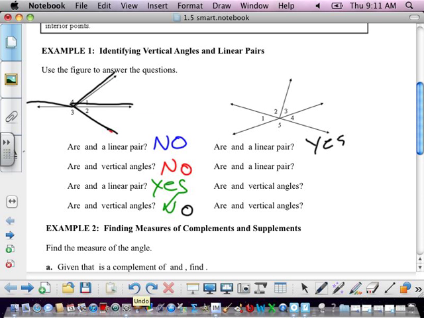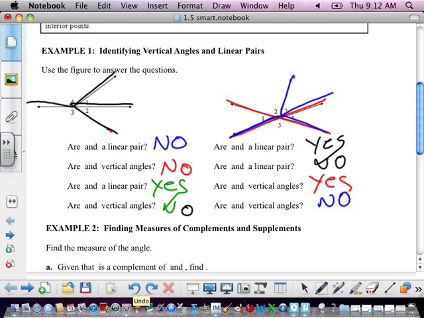Okay. 1 and 2, does that form a linear pair? No. 1 and 4. Yeah. Okay. So see how I can make an X for 1 and 4? That's how I know it's vertical angles. Okay, all right, 3 and 5. Right, because we can't make that X, right? It looks funky. Okay. All right, let's move on.